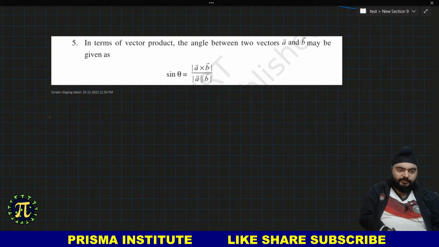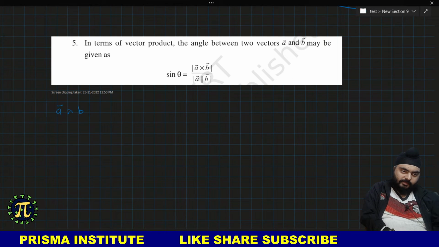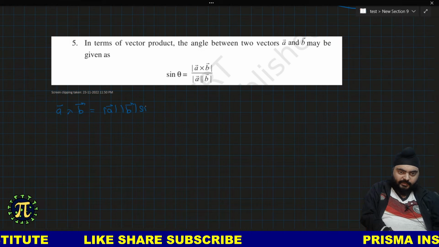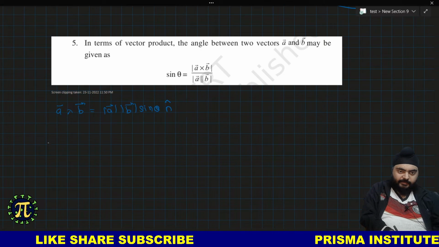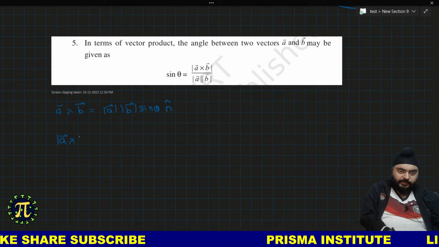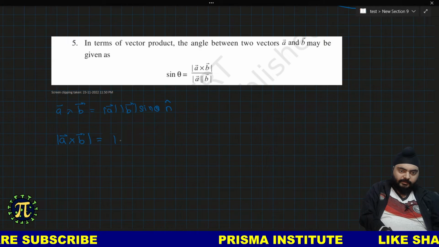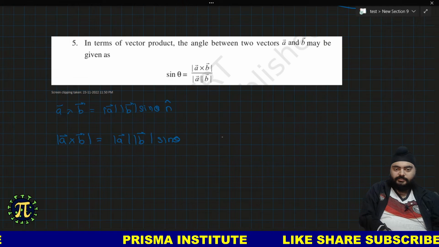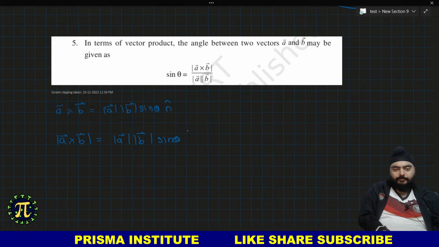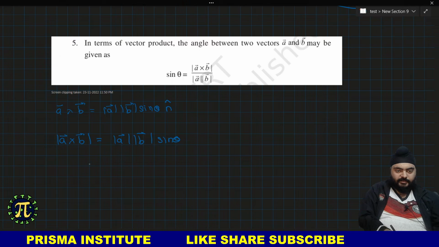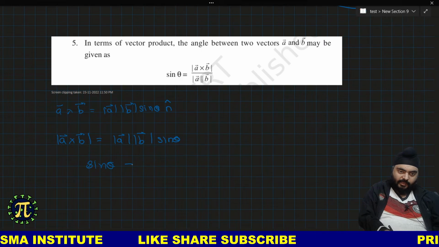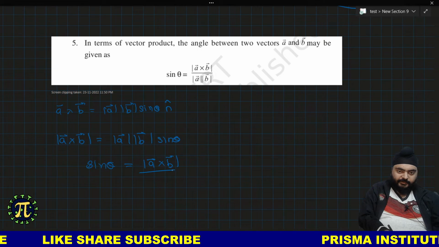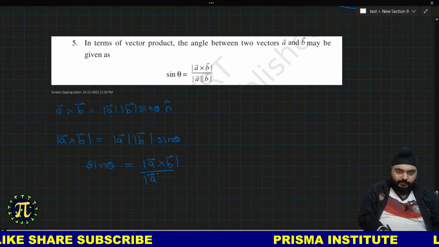So by definition we have A cross B is magnitude of A, magnitude of B, sine theta, n cap. If we take the magnitude of the left side, then magnitude of A cross B is nothing but magnitude of A, magnitude of B, sine theta, which will be positive between 0 to pi, and the magnitude of n cap will be 1. So this is our result, and we find the value of sine theta as magnitude of A cross B divided by magnitude of A and magnitude of B.